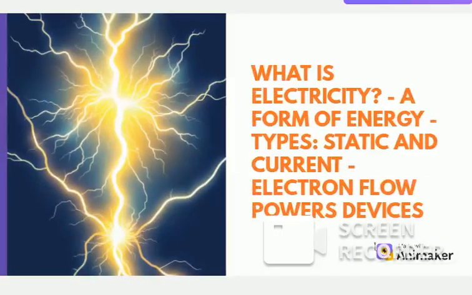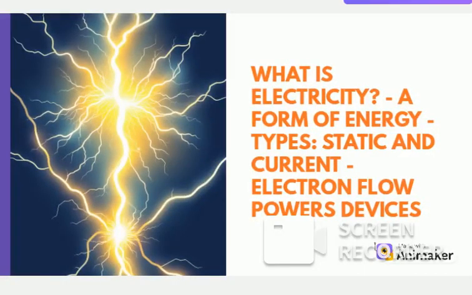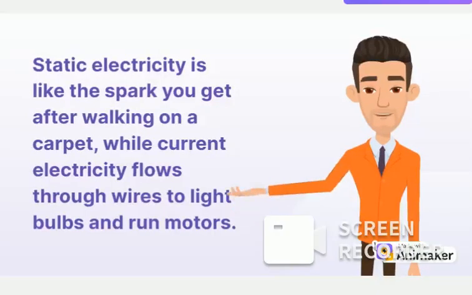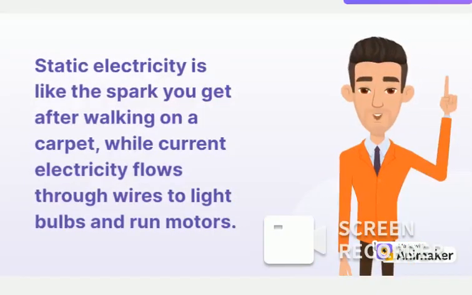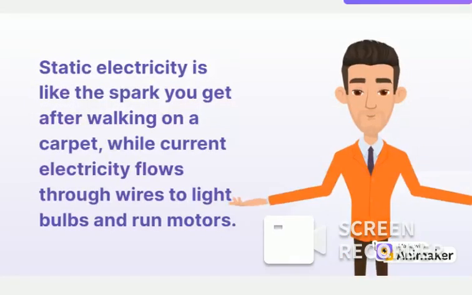What is electricity? It is a form of energy. There are two types, static and current. Electron flow powers devices. Static electricity feels like the spark you get after walking on a carpet. Current electricity flows through wires to light bulbs and run motors.